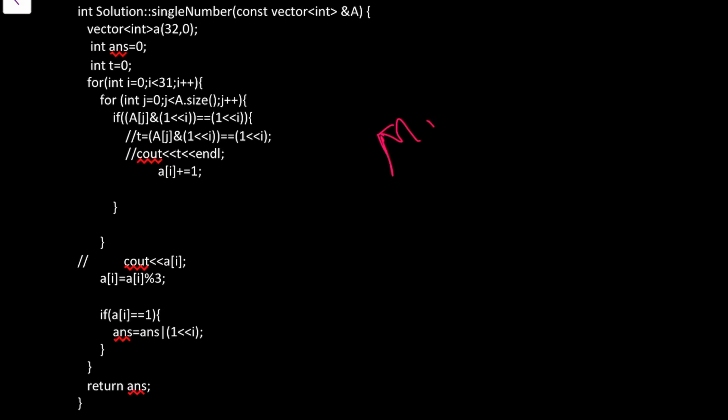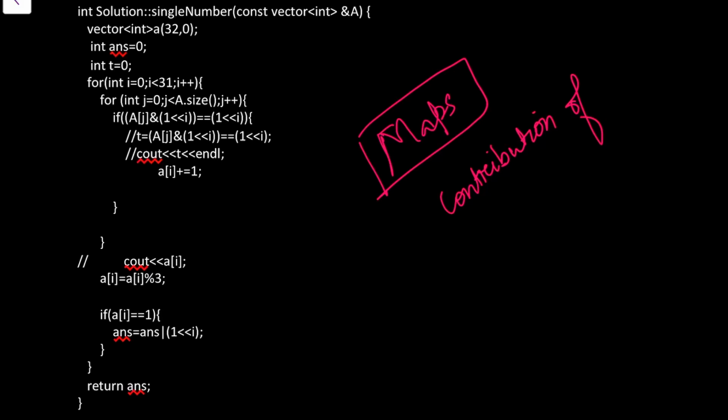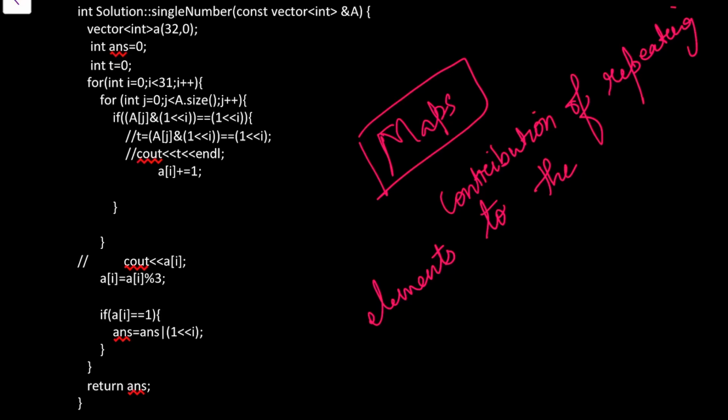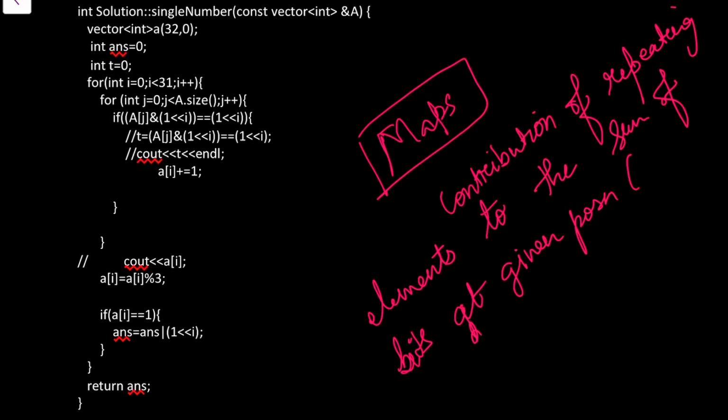So till now we have used maps for solving the question. Now just a small hint for our future videos: you just have to see the contributions of repeating elements to the sum of bits at a given position, from 0 to 31, all the bits.